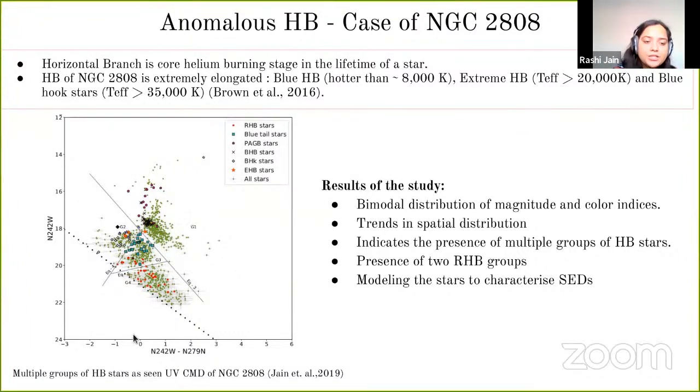In this color magnitude diagram, we see that there are distinct densities of stars, and these are the hot stars over here. But here we expect only the red horizontal branch stars, and they were divided into two distinct groups. So we found that even in the red horizontal branch stars, there was a bifurcation between these two groups, and another student is now extending this study by trying to fit spectral energy distributions to multiband photometry of the RHB stars.